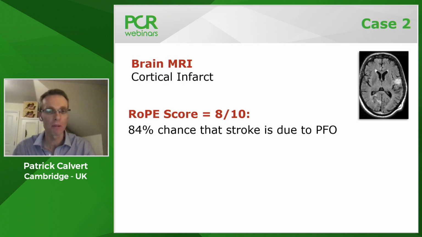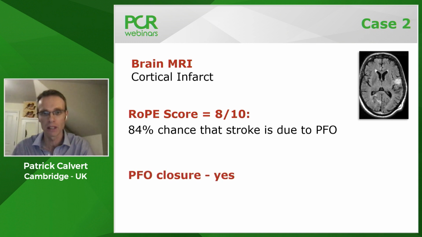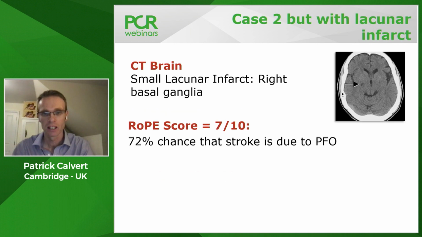But I also hope this answers some of our online questions. If we change this case ever so slightly and change the brain imaging, such that it is the same patient, but actually this time it's a lacunar infarct, you can see that the ROPE score would suggest to you that actually it's still highly likely that the stroke was related to the PFO.